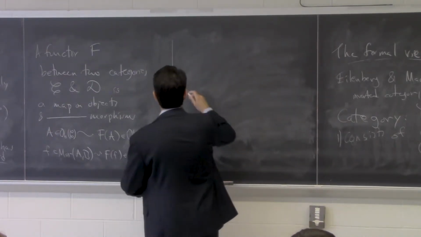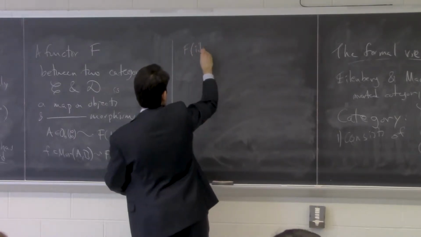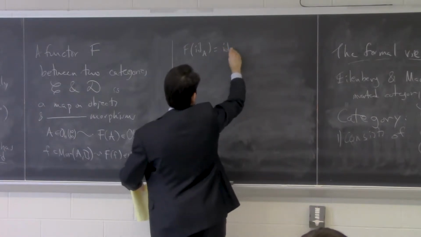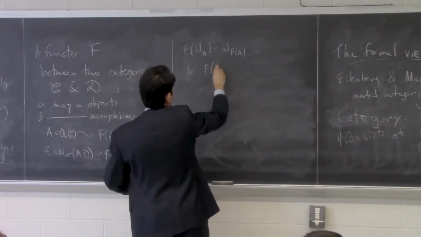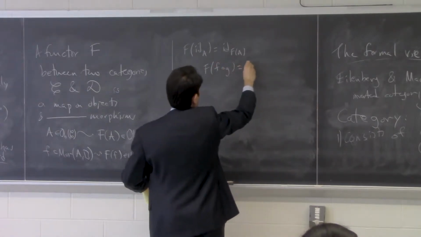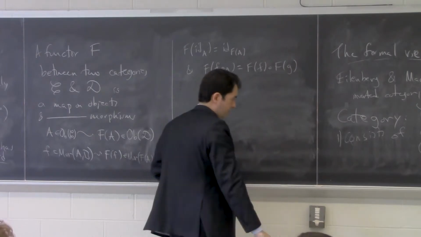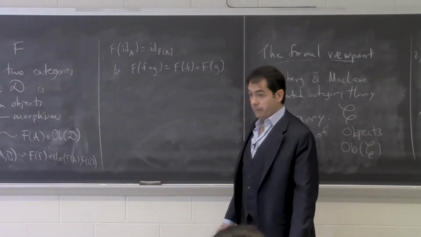Where, of course, f of the identity at an object should be the identity at the corresponding object, and f of a composition should be the composition of the f's. Right? Yes?